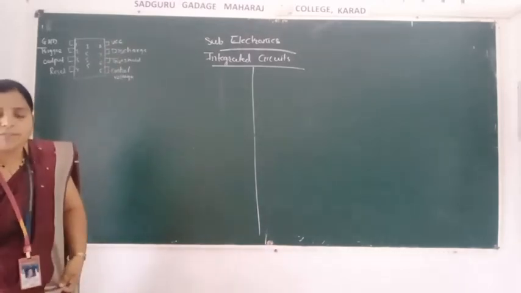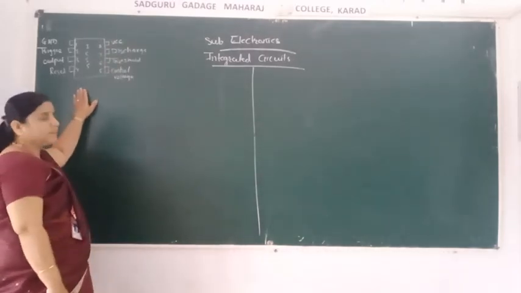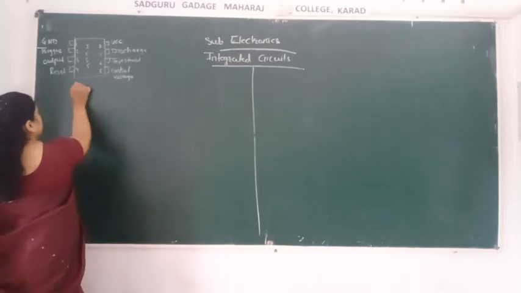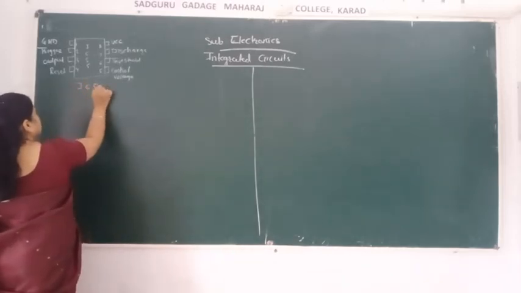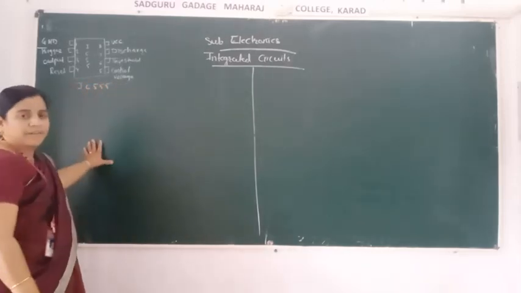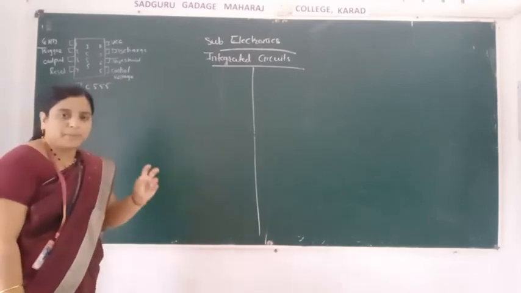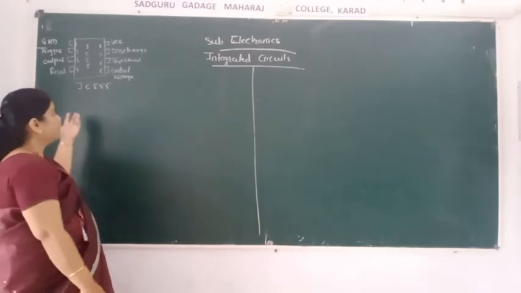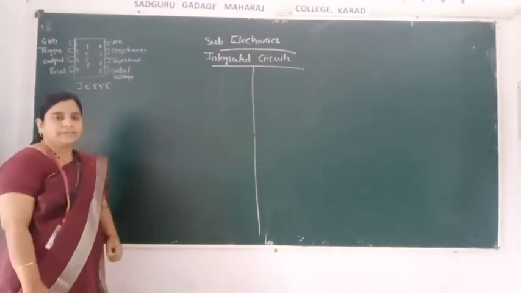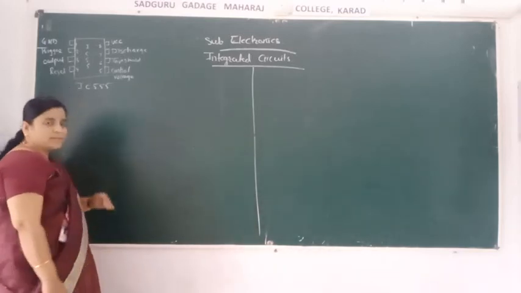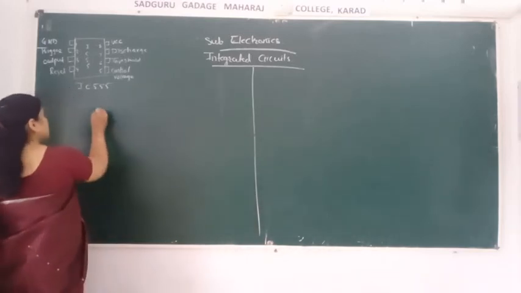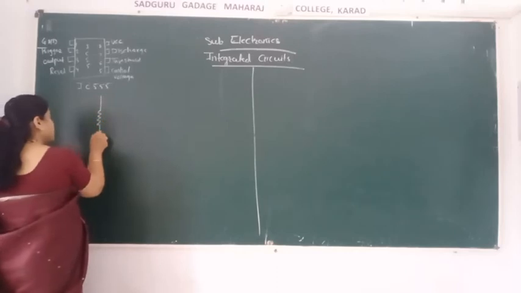So each and every pin has its different function. This is the pin diagram of IC555. IC555 is an 8 pin IC in which every pin has its own different function. Next, we will see the circuit diagram. The circuit diagram of IC555 is like this.